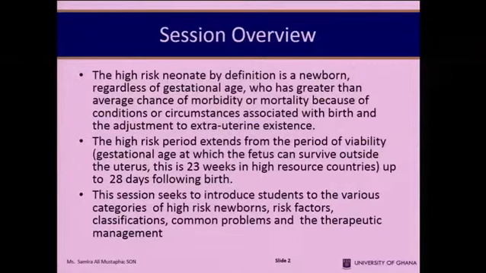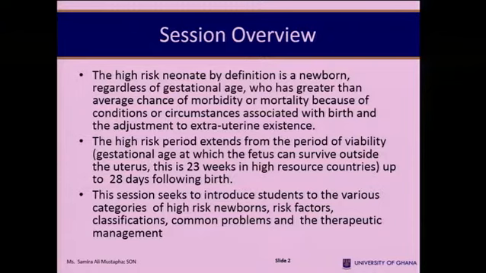The session overview. The high-risk neonate, by definition, is a newborn, regardless of gestational age, who has a greater than average chance of morbidity and mortality because of the conditions or circumstances associated with the birth. So note that the high-risk neonate has the risk of morbidity or mortality.